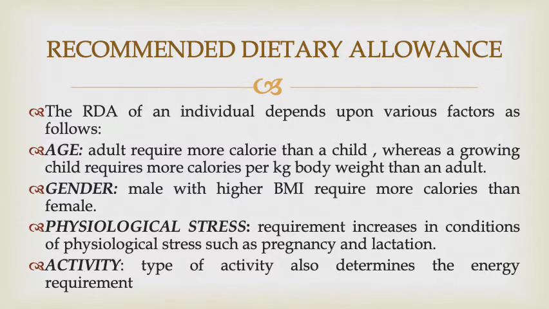The RDA of an individual depends upon various factors like age, gender, physiological stress, and activity. In age, an adult requires more calories than a child, whereas a growing child requires more calories per kg body weight than an adult. In gender, males with higher BMI require more calories than females. Physiological stress: requirement increases in conditions of physiological stress such as pregnancy and lactation. Activity: the type of activity also determines the energy requirement.